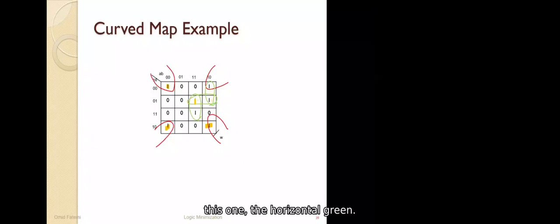For example, this one, the horizontal green, is not essential because these are covered, so it's not. This one, the first vertical green, seems essential because this cell isn't covered by anything else, so this is essential. And here, again, this vertical green one is not essential because both of the ones are covered by something else. So up to now we have 2 essentials.